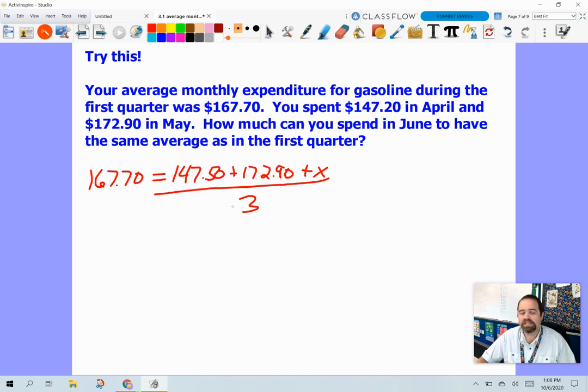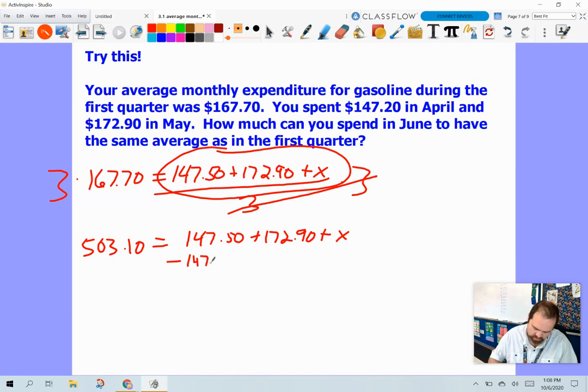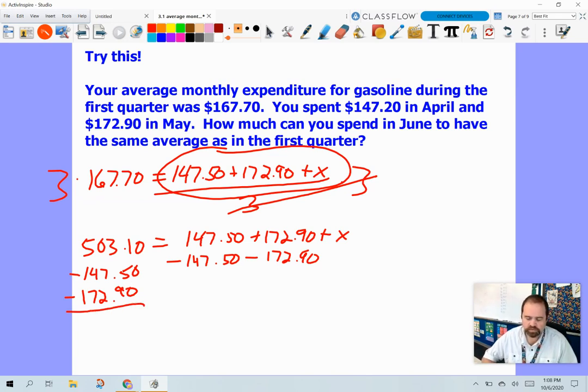The steps are going to be the same every single time. So I'm going to multiply by 3 to get rid of my fraction. Right? All of this junk drops down. Subtract off the 2 that you know, and then you get your third month that was missing, in this case, $182.70.